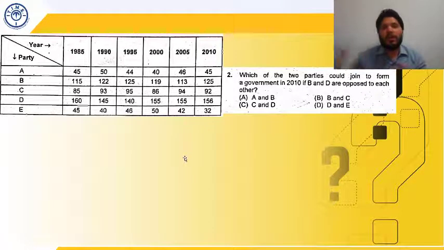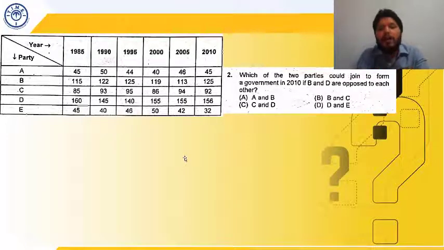This happens in our life also. In our political system too, the party that gets the chance to form the government is the one with more than 50% of the total votes polled. So here also, which two parties can be clubbed so that their sum becomes more than 50% of the total votes polled in 2010? Those two parties can be clubbed and can form the government.